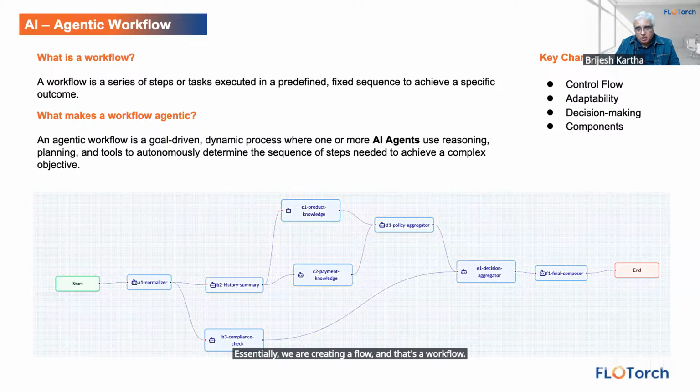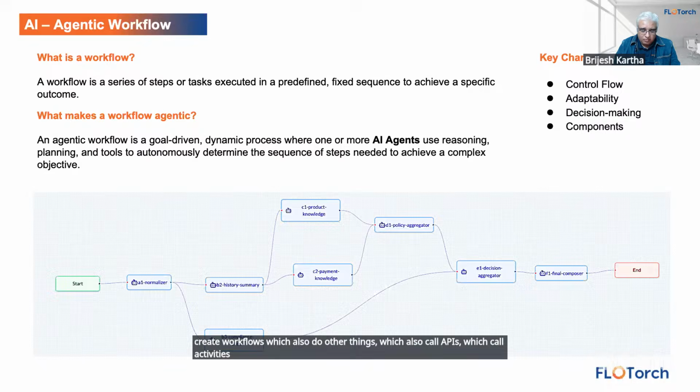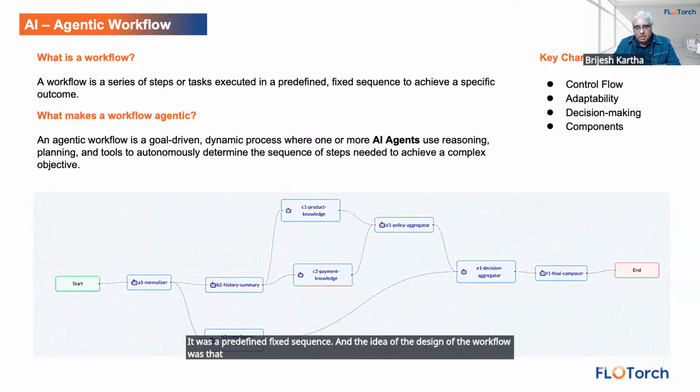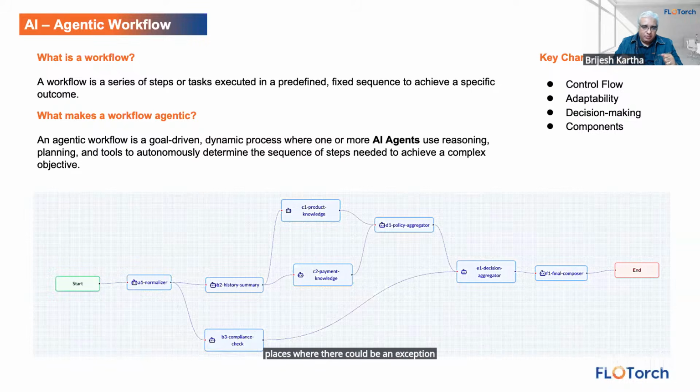Now, there have been a lot of tools which allow you to create workflows, which also do other things, which also call APIs, which call activities. Many of you know N8N, which has been there for quite some time, where you would create a workflow and say, okay, send a mail, send an incident report, send a pager duty. And we could do all of those things. That was what a workflow essentially is. It was a predefined fixed sequence. The idea of the designer of the workflow was that this is the outcome I require, and these are the places where there could be an exception, and I need to catch it this way.